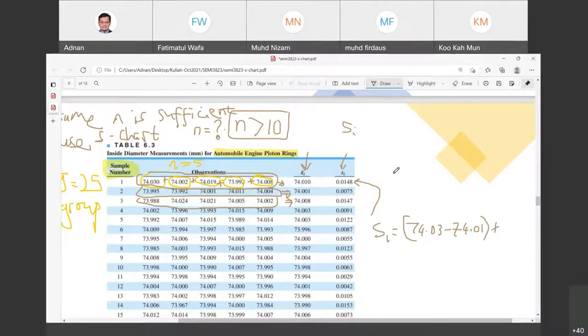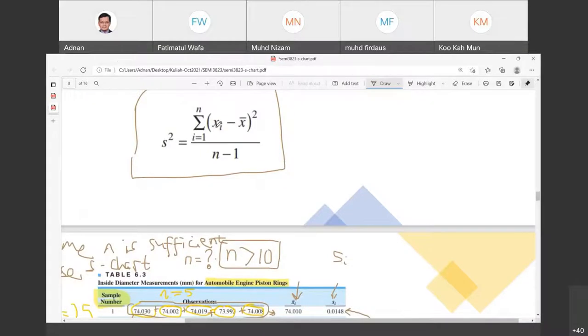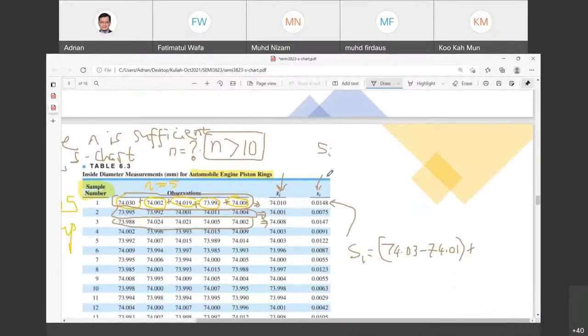And then we continue using this formula. So we continue the summation of that. Don't forget to square here. So the next number is 74.002 minus 74.01. You square that and continue until you get the last value. The last value is 74.008 minus 74.01. Square that.